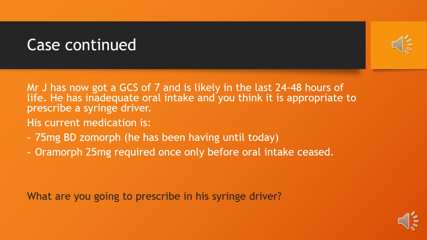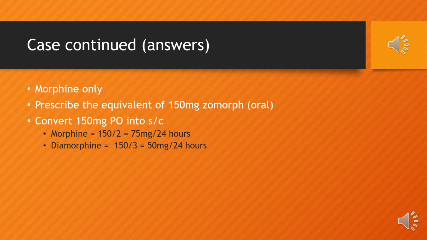Well, I haven't told you his renal function, so you'd want to know that first, but let's presume it's normal, so we would give him morphine. And I haven't told you in the case of any other symptoms, therefore it would be a morphine only syringe driver, but it is important to note that you can mix medications in syringe drivers. So you'd want to prescribe at least the 150 milligram zomorph equivalent.